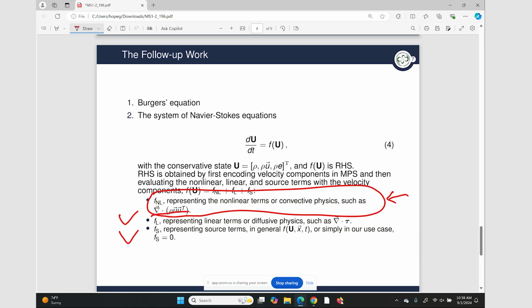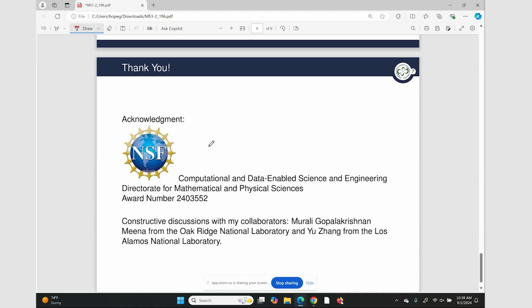And I would like to mention two things quickly. I appreciate the NSF for supporting this work. I devised the concept of the algorithms, and I also had many constructive discussions with my colleagues Mirali from Oak Ridge National Lab and Yu from Los Alamos National Laboratory.